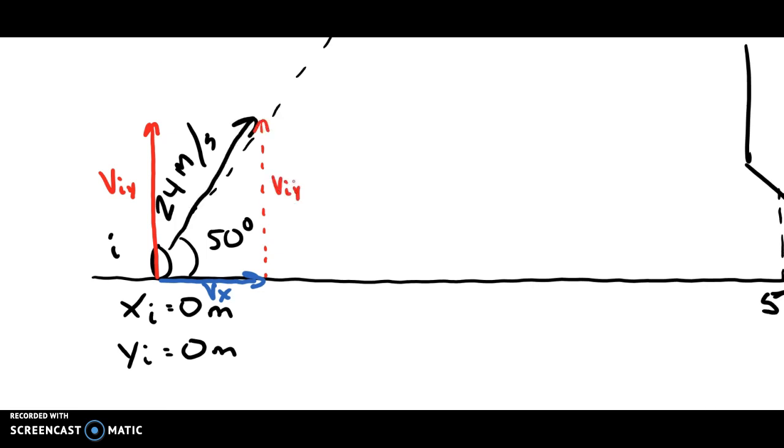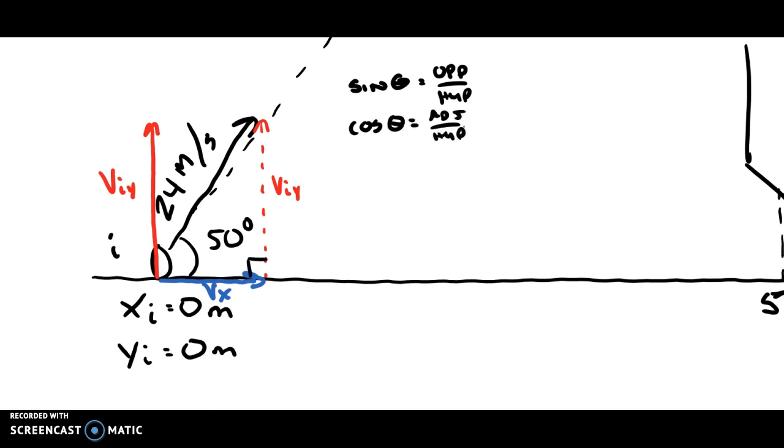And you would see that you have a right angle between x and y, and you have a triangle with an angle of 50 degrees and a hypotenuse of 24 meters per second. And our trig mnemonic, SOHCAHTOA, says that the sine of any angle theta is equal to the opposite over the hypotenuse, and the cosine of theta is equal to the adjacent over the hypotenuse.